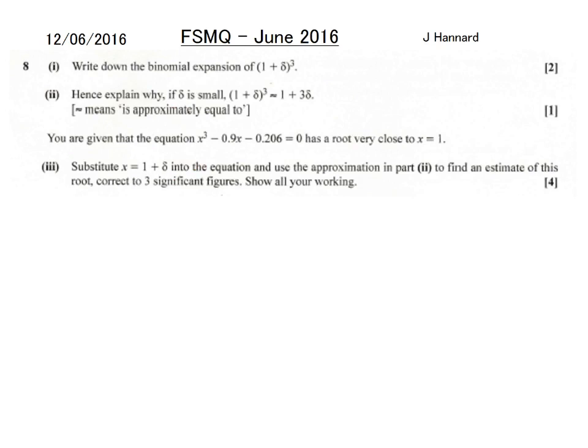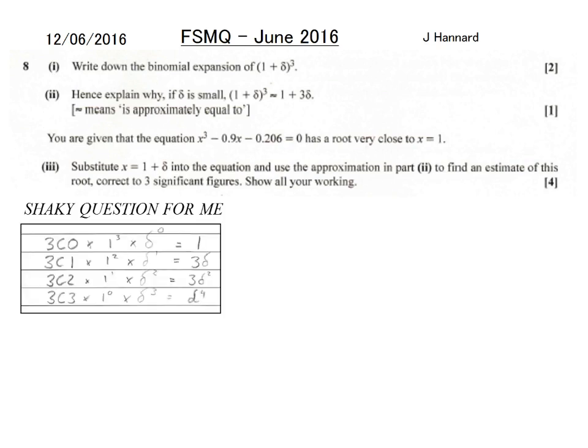Question 8 then, another question which caused us trouble. Shaky question for me, but I think I know what's going on now. Write down the binomial expansion of 1 plus delta to the 3. So we go binomial. We've got with C numbers here, 3C0 all the way up to 3C3.